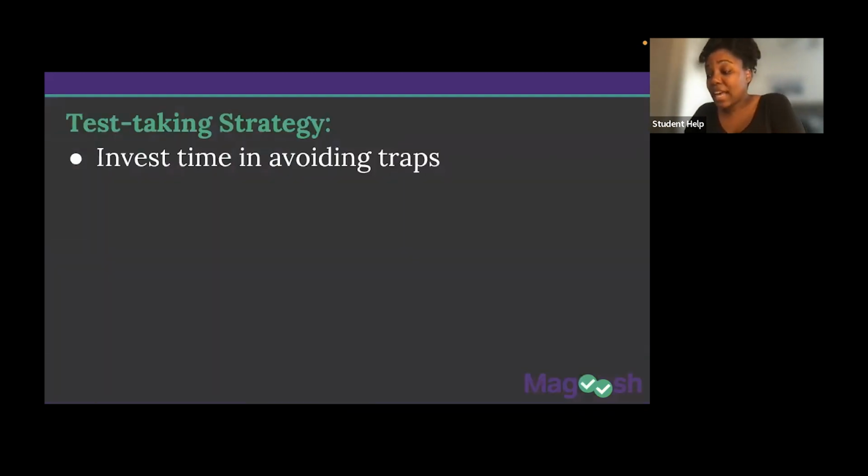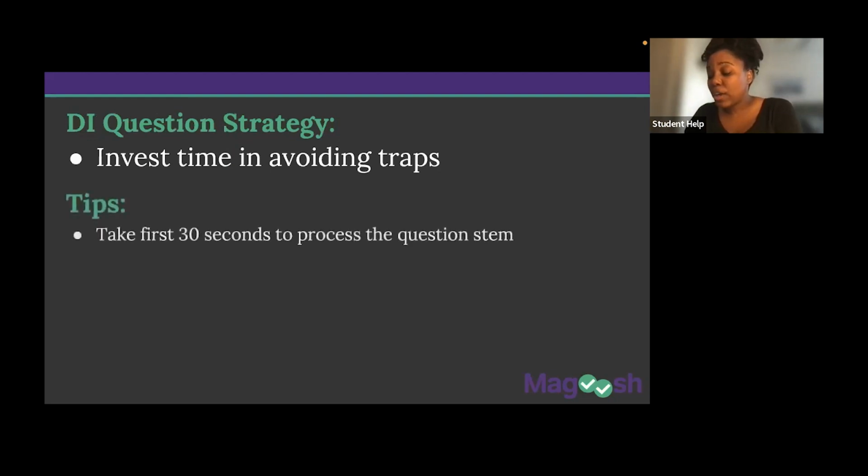All right, invest in time avoiding traps. And this is very similar as a test taking strategy that we talked about before. So investing time to avoid traps, take about 30 seconds to process the question stem. So you notice how I said, that age thing probably is just meant to throw me off, like make me feel like that's important. That's an example of just going through and making sure you're not falling for anything that could throw you off or something that's meant to distract you.